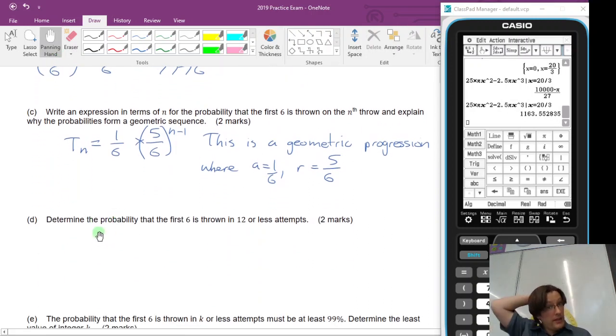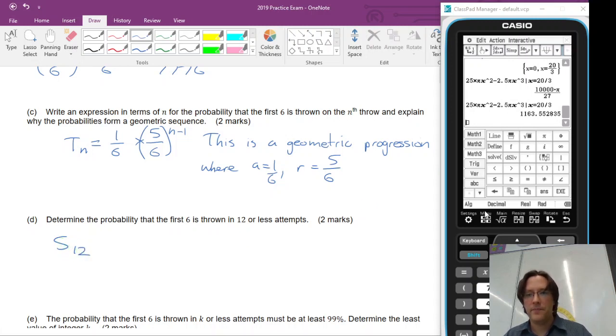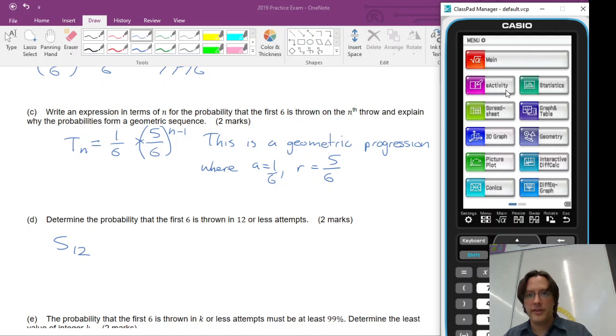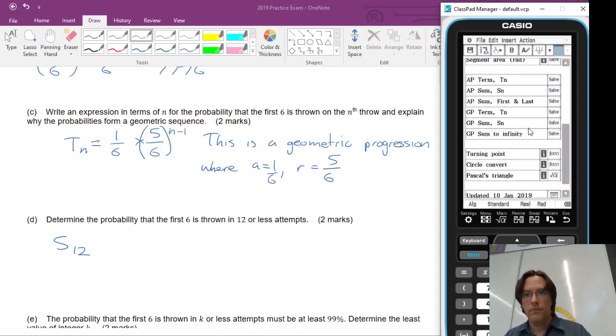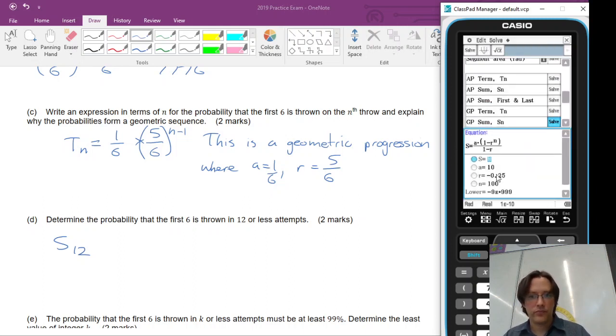Determine the probability that the first 6 is thrown in 12 or less attempts. What we actually want to do is a sum of the first 12 terms for that. So I'm just going to throw that into my calculator because it's frustrating to try and enter all that normally. So we've got a GP sum. Our a is 1 over 6, our r is 5 over 6, and our n is 12.